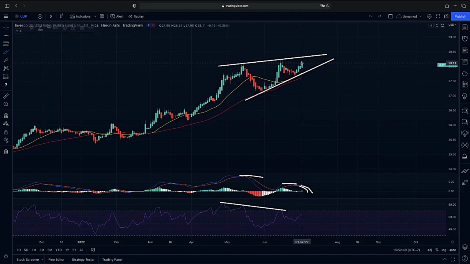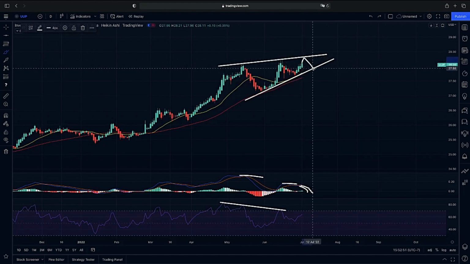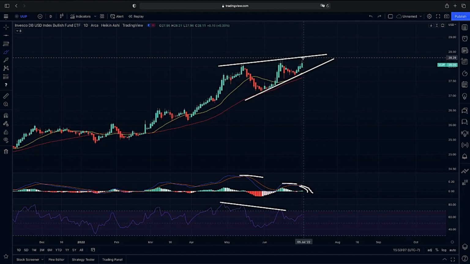However, if we do get a strong rejection on the upper end of our ascending wedge and we do break down below this, which is why a lot of people are curious if the market has a bottom coming, because if we get that rejection and we do continue on lower, then we could get that pressure that a lot of people are looking for to possibly have that bounce.